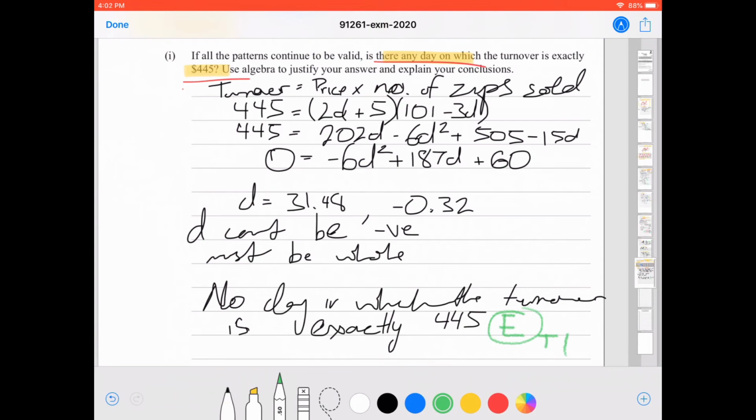Your merit is finding the values of D. So here, your merit, and achieved forms the correct equation for the turnover. So just stating, again, the correct equation here gets you an achieved. Sweet. Moving on to question C2 now.